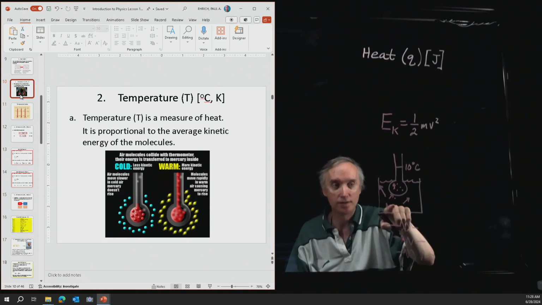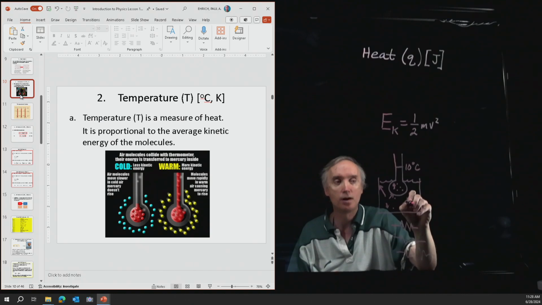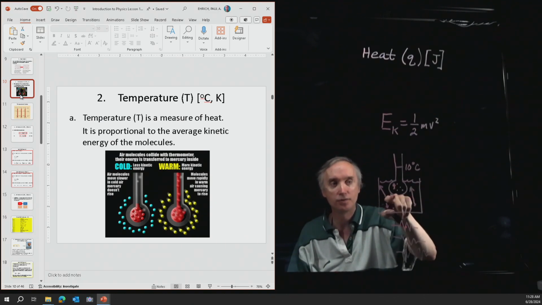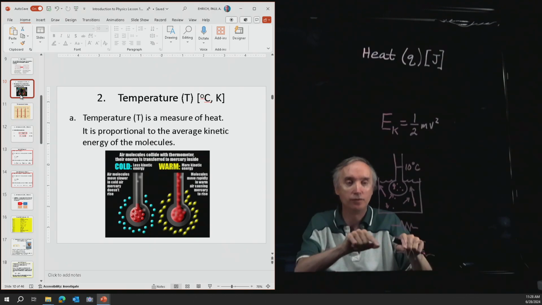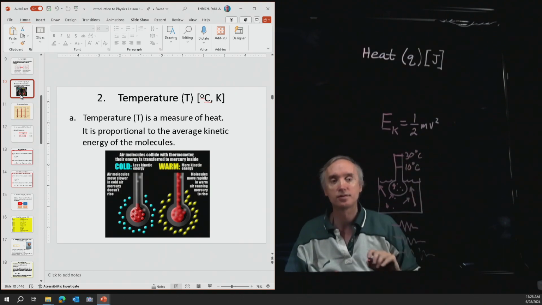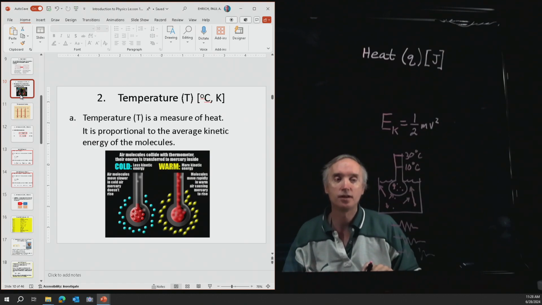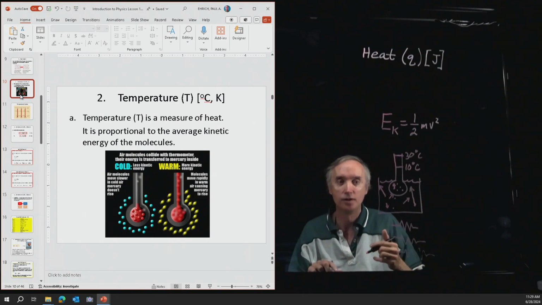Now let's say that this gets hotter. If this gets hotter, then these molecules are going to start to move even faster, which means they're going to hit the glass harder, which means they're going to give more energy to these molecules in here, which is going to cause it to expand even more. So now the alcohol might rise up to here, and maybe this is going to be 30 degrees Celsius. So this is the idea of temperature. Temperature is a measurement of the kinetic energy of the molecules of a system.